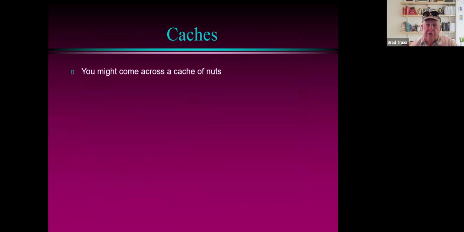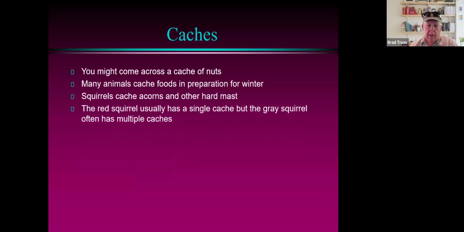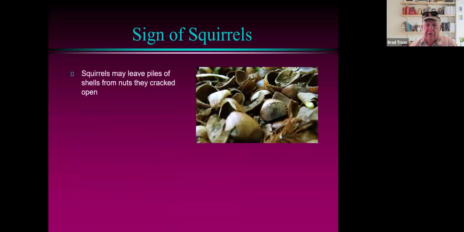You may come across caches of nuts on your trip through the forest. Many animals cache foods in preparation for the winter. Squirrels tend to cache acorns and other hard mast like beech nuts. And the red squirrel usually has a single cache, but the gray squirrel often has multiple caches. And blue jays also tend to cache nuts like acorns. Squirrels may also leave piles of shells from nuts that they actually cracked open. And these are called middens, and these are collections of shells of acorns or other nuts, and they're very characteristic of squirrels.